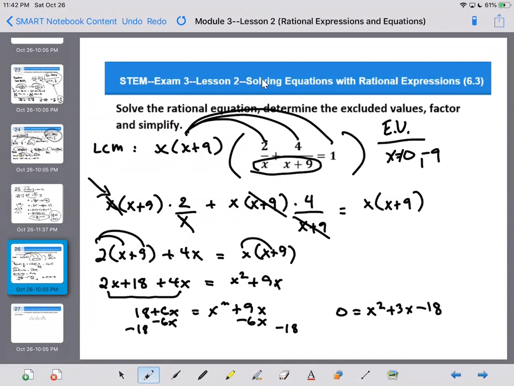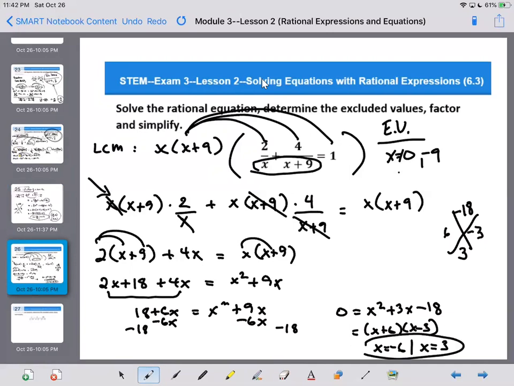And I'm looking for factors of negative 18 that add to give me 3. So that's got to be 6 and negative 3. So that would be x plus 6, x minus 3. So that would be x is going to equal negative 6 and x is going to equal 3. I double check those with my excluded values and they're good. No overlap there. So I can keep my excluded values, but I also have two solutions to this rational equation.